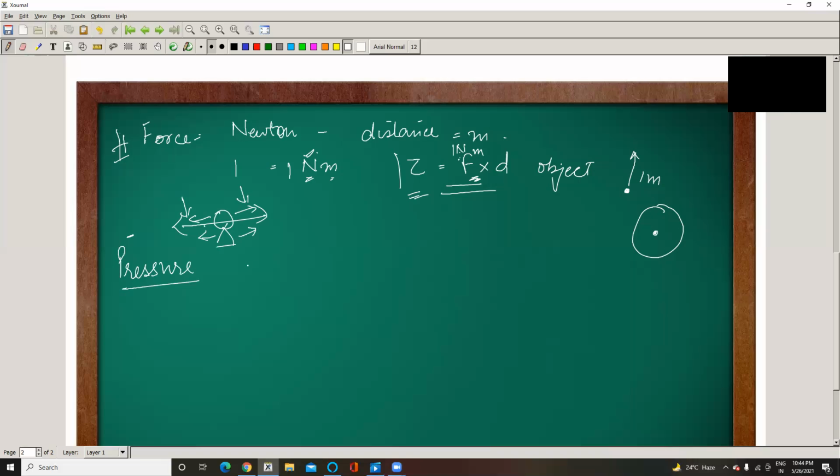Abhi humne bola tha ki when force is applied at a particular surface area, then we give the name as pressure. Now just we can go through this. And the effects of the force on a surface, beside its magnitude, depend on the surface area over which the force is applied. So bigger the area, lesser will be the effect of force.